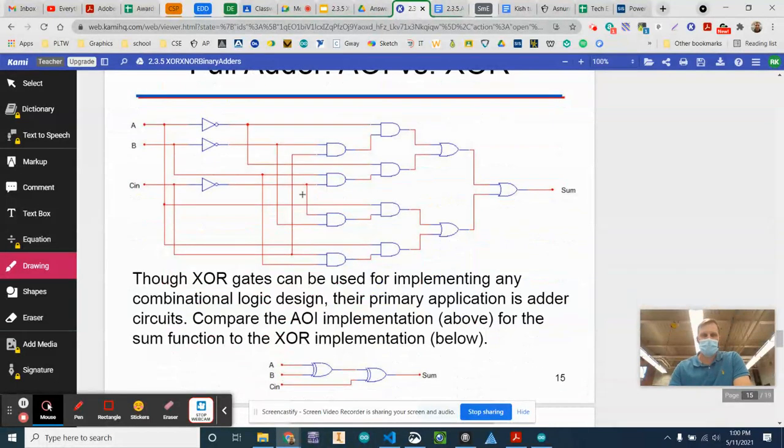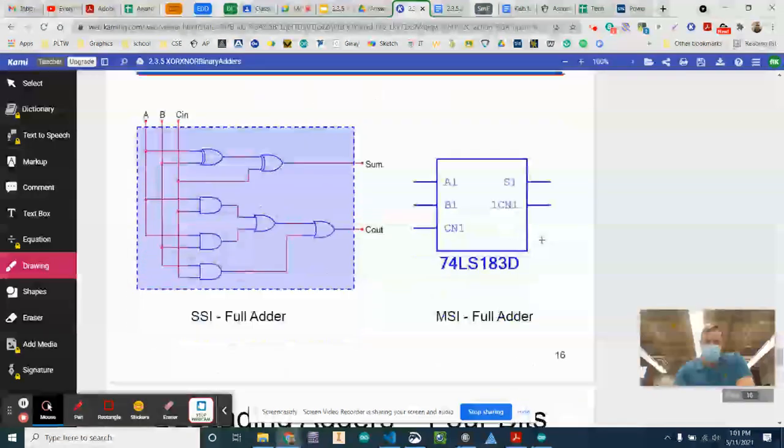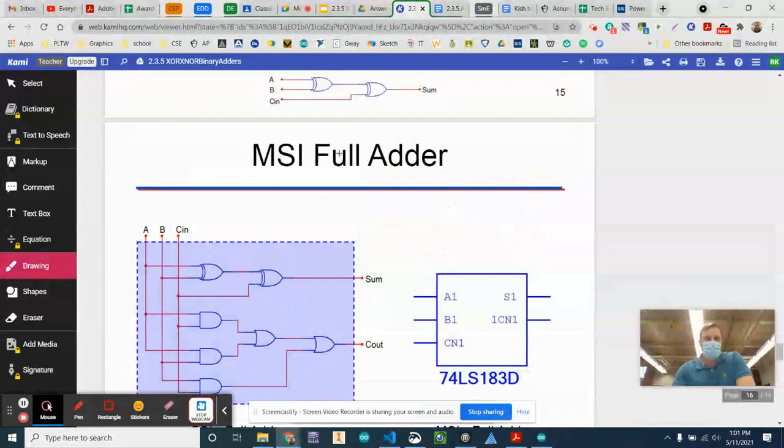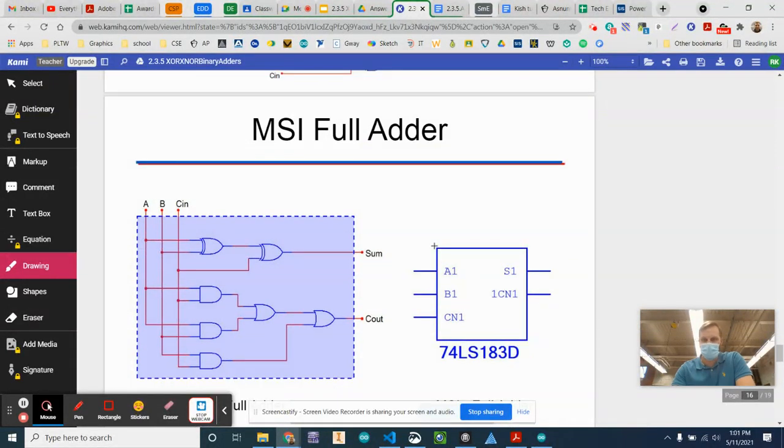All right, and this is just showing you what the AOI implementation would look like. This is what it looks like basically with the XOR. So why do we need the XOR gates? Well, because there's a big time savings for total number of gates to implement them. MSI stands for medium scale integration, and that just means this is what the full package chip looks like. Instead of doing individual gates, this is the chip that you're going to be using in Multisim to actually do the designs. If you were to breadboard, this is what you would be using.